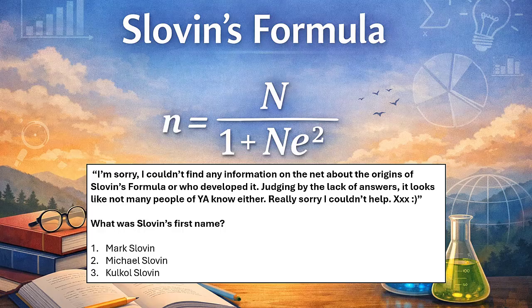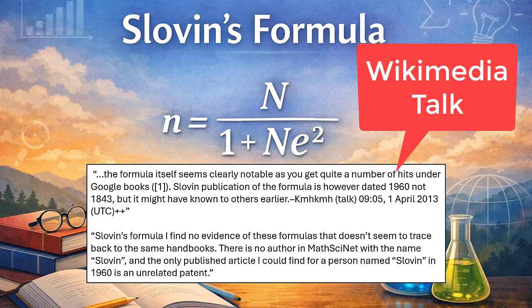Several posts on ask.com, WikiAnswers, and other answer sites gave the following answers to the question, who invented Slovin's formula? Mark Slovin, Michael Slovin, Kulkol Slovin. There's also some chat over at Wikimedia Talk on the topic of whether there should be a Wikipedia page on Slovin's formula at all. The formula itself seems clearly notable as you get quite a number of hits under Google Books. Slovin's publication of the formula is however dated 1960, not 1843, but it might have been known to others earlier.